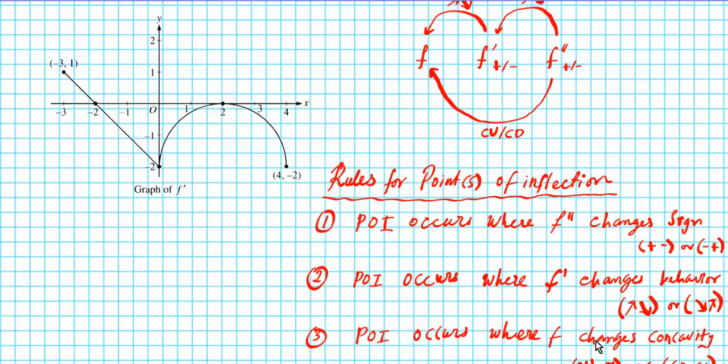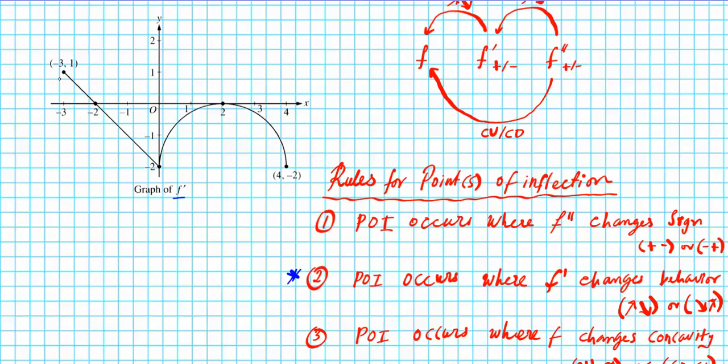Okay. So let's go back to the graph. So out of these three right here, which one are we going to be using to determine our point of inflection? We have the graph of f prime. So we're going to be using the second rule. So the second rule tells us that a point of inflection occurs where f prime changes behavior from increasing to decreasing or decreasing to increasing. So let's look at this graph and identify intervals where it's increasing and decreasing.